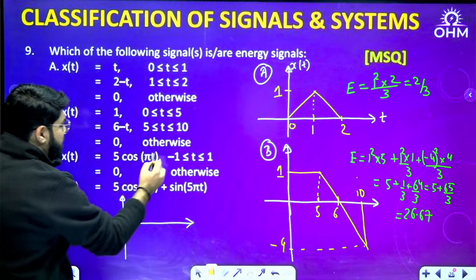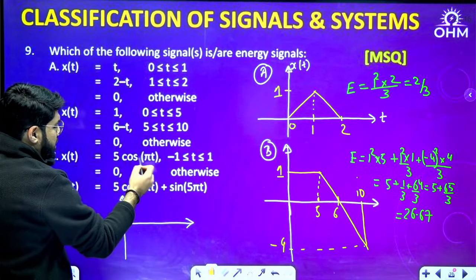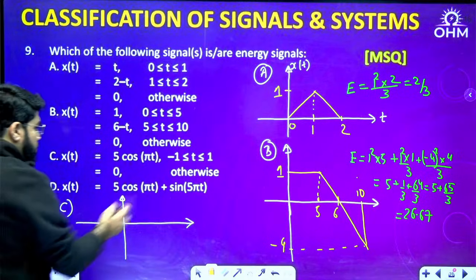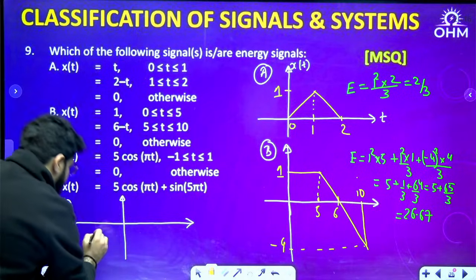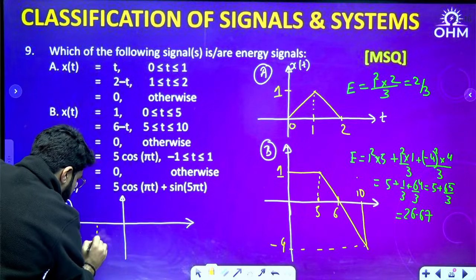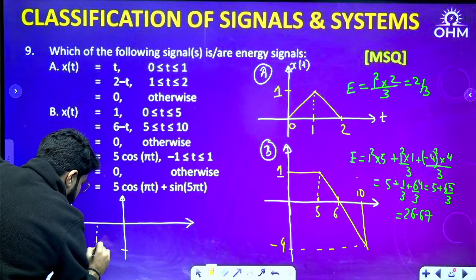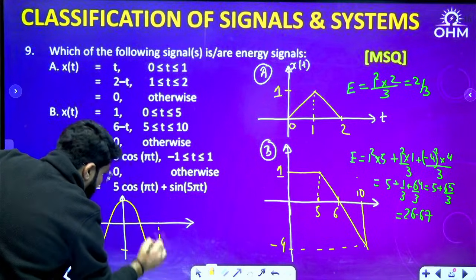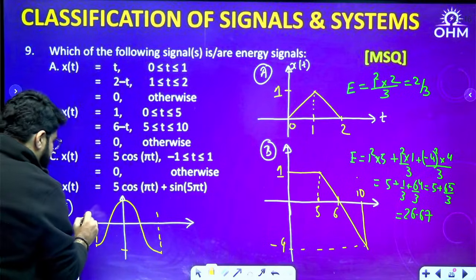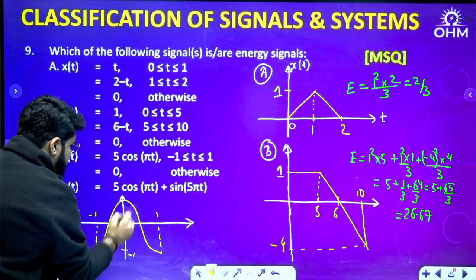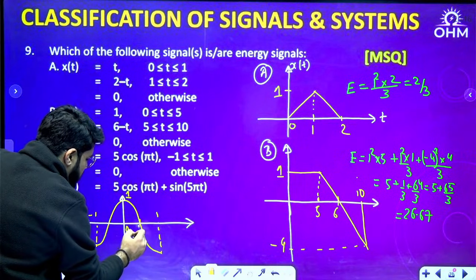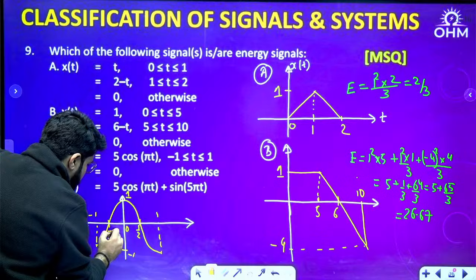Because the period of this signal should be 2 pi by pi, which is 2. So -1 to 1, complete period is given, 2 units. Cos minus pi is -1, so the signal should start like this with the value -1. And at 1, it becomes cos pi, which is again -1. Cos 0 is 1. In between, at t equal to 1 by 2, it will become cos pi by 2, which is 0.